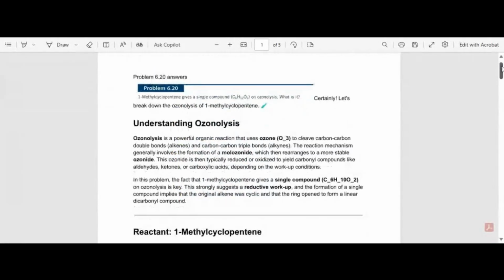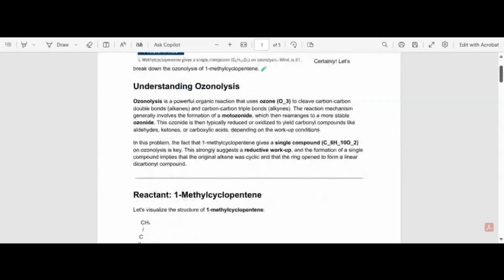Okay, so we just talked a little bit about ozonolysis. Ozonolysis is a powerful organic reaction that uses ozone to cleave a carbon-carbon bond, and involves the formation of molozonide, which then rearranges to a more stable ozonide. So I'll repeat that again. The reaction mechanism generally involves the formation of molozonide, which then rearranges to the stable ozonide.